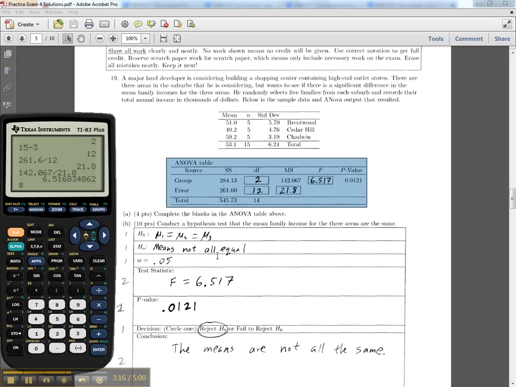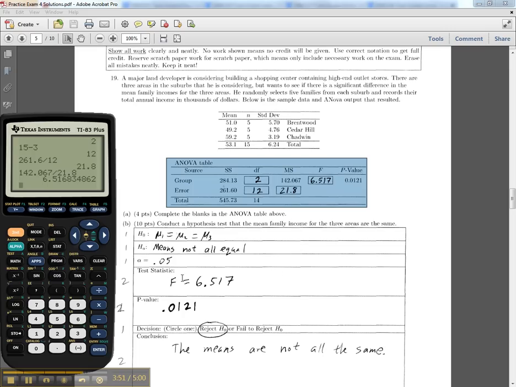The rest of the question wants you to conduct a hypothesis test on whether the mean family incomes for the 3 areas are the same. So your null hypothesis is that the mean incomes for each of the 3 areas are all equal to each other. And the alternative hypothesis is that the means are not all equal to each other. For the alpha level, it's not given to us, but we write 0.05 because that's the default.